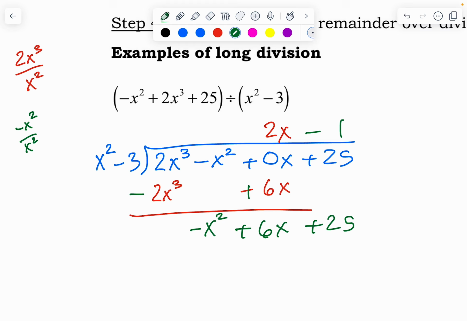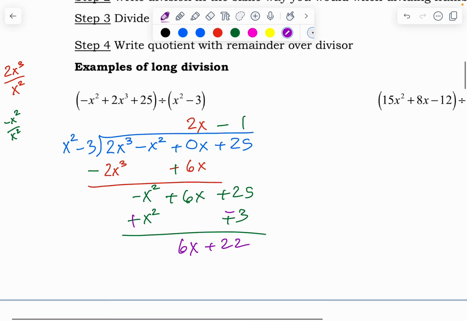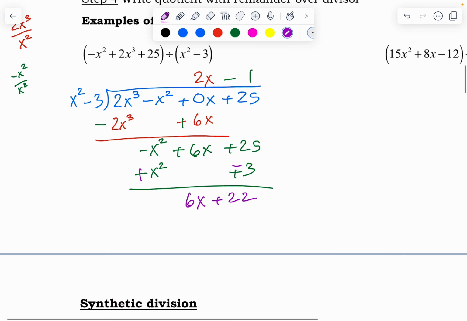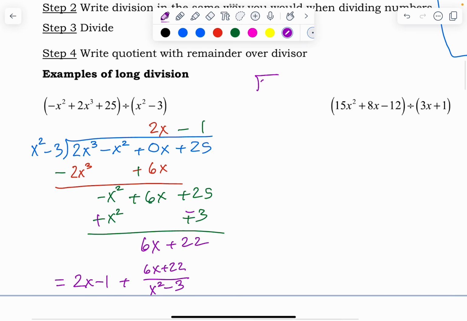Okay, and now we're going to multiply back, and I'm going to get a negative x squared and a positive 3. And then we're going to change our signs, subtract. And so this gives us a 6x plus 22 as a remainder here. And so, I just dropped my pencil. What I end up getting is that this will be equal to 2x minus 1 plus this guy divided by, what were we dividing by? X squared minus 3. If you think about it, if I'm dividing like 37 divided by 2, okay, 2 goes into 3 one time, I multiply back, I get 2, I subtract, I get 1, I bring down the 7.